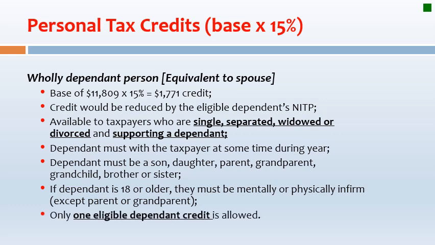Now, there's only one eligible dependent person that is allowed per taxpayer. So if you have multiple people that you are taking care of, dependents as it were, you are only entitled to one of these specific eligible dependent credits.